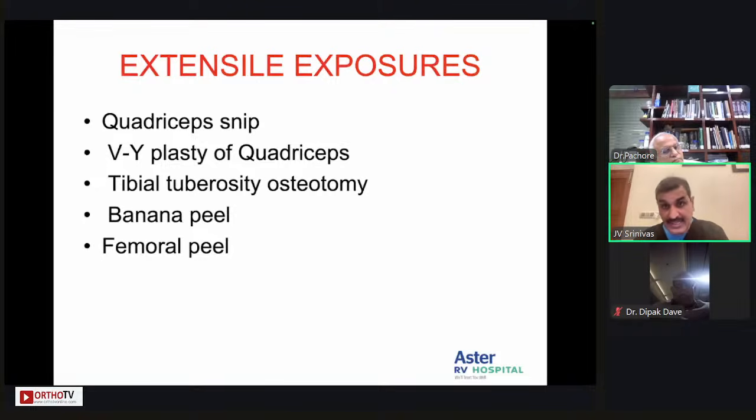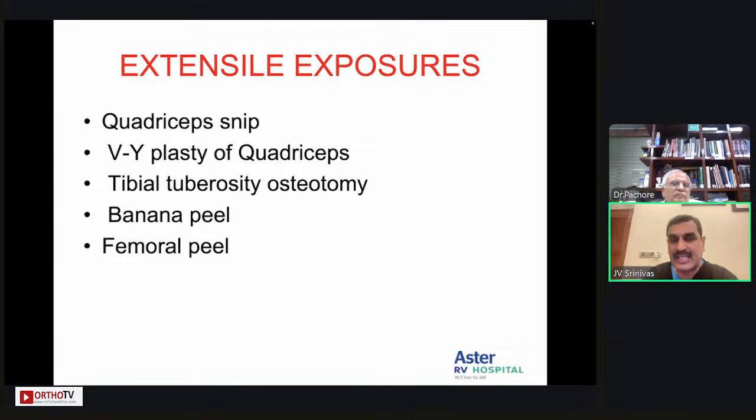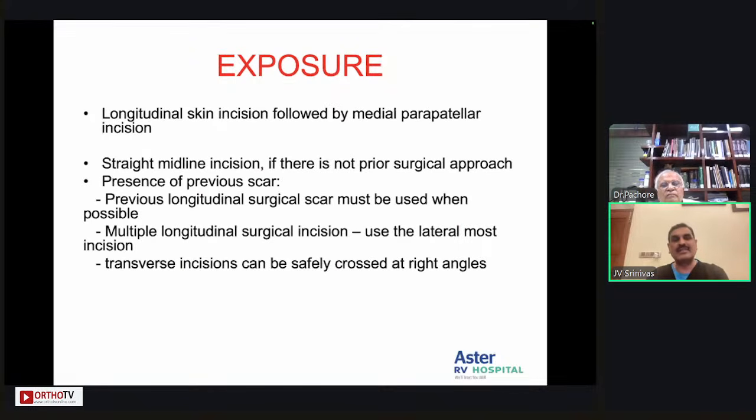So as I said, extensile exposures, we have a quadriceps snip, which is an exposure only. VY-plasty acts as an exposure. Tibial tuberosity osteotomy acts as an exposure and also addresses the extra-articular stiffness. And in a rare situation, there are two different approaches called the banana peel approach and the femoral peel approach, which I'll explain in subsequent slides.